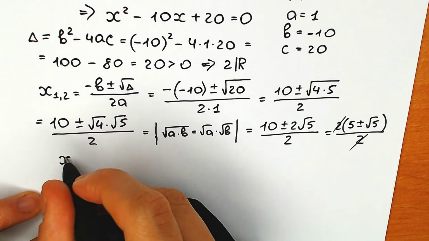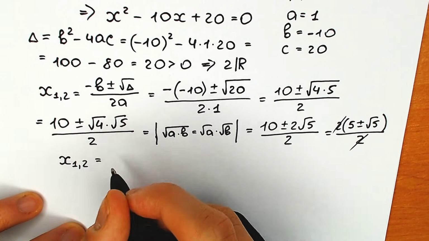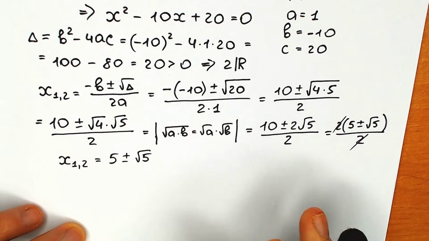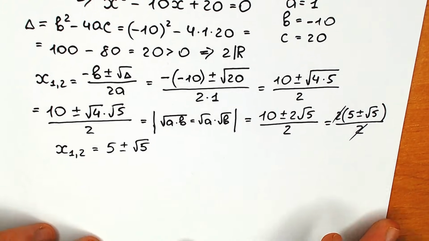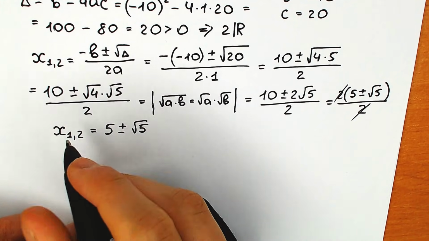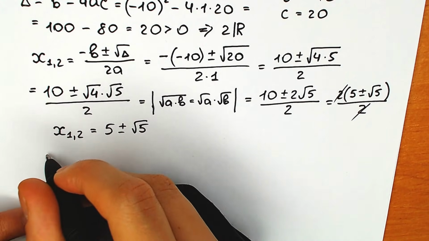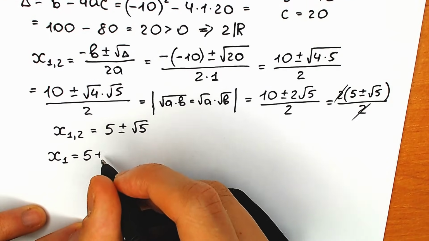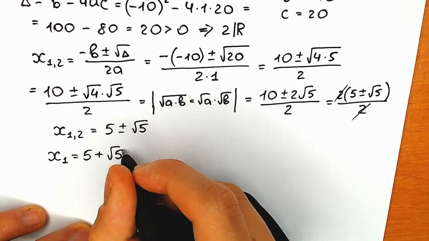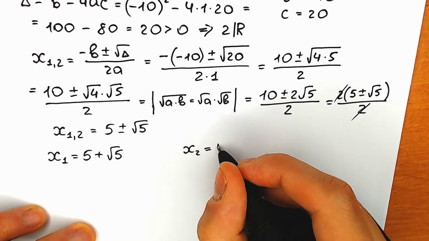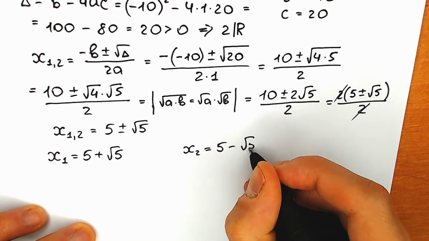So x first and x second equal 5 ± √5. Okay, this is our x first and x second. Before finding y first and y second, I want to split it. First of all, I want to write x first equal to 5 + √5. Let's write it with the positive sign. And of course, x second equal to 5 - √5.